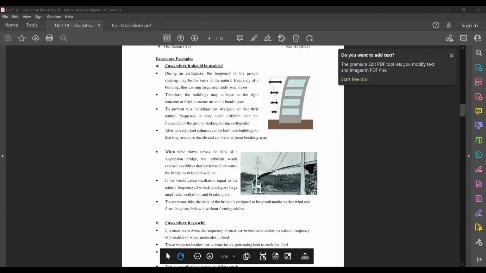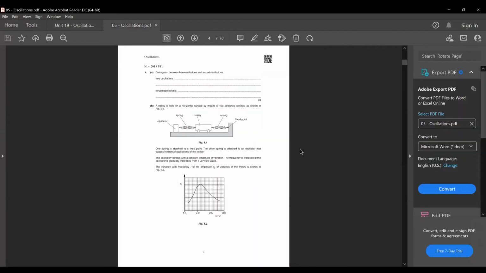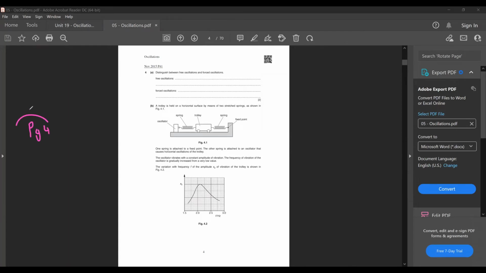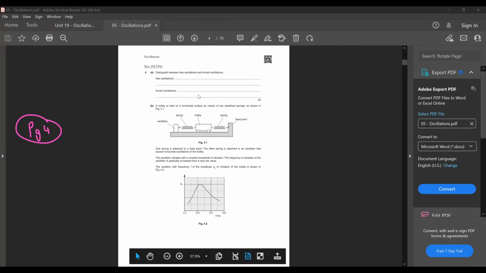Now for oscillations, you can have a look at, say, page 4 of your worksheet. Have a look at page 4 of your worksheet. This is November 15 P41.